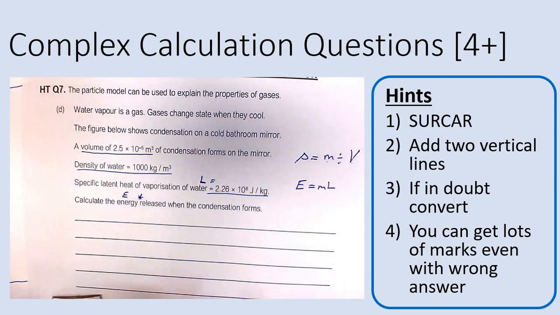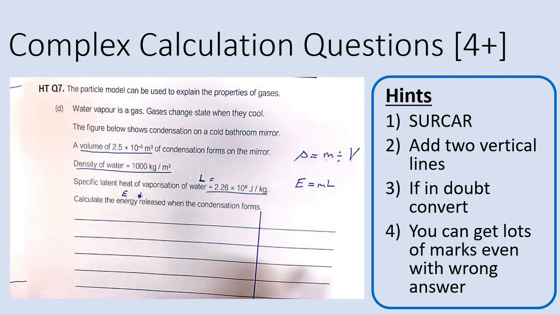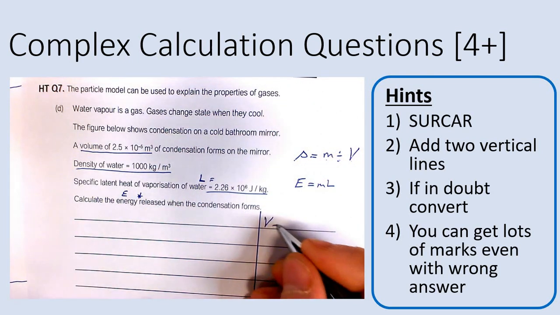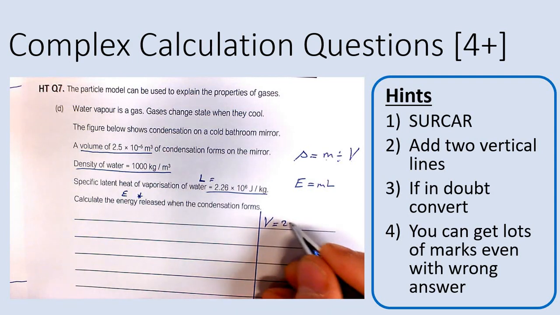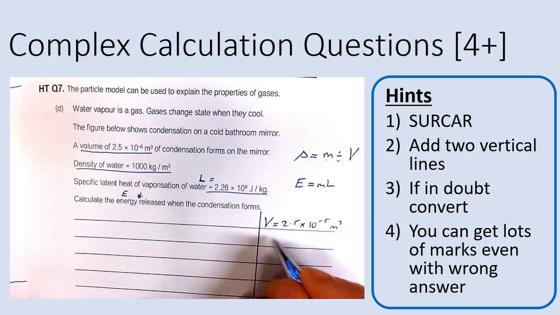So, jumping ahead a little bit here. I've got my circle, so I've done my star, done my underline. I'm going to rewrite my values first of all. So I'll put my line down the side here, rewrite my values. So I've got V, and I'm going to check the units. V is 2.5 times 10 to the minus 5 meters cubed. That's fine, happy with that.